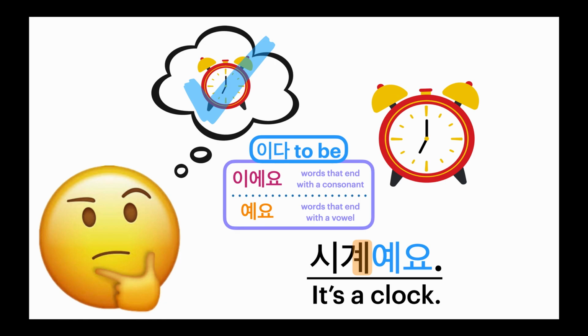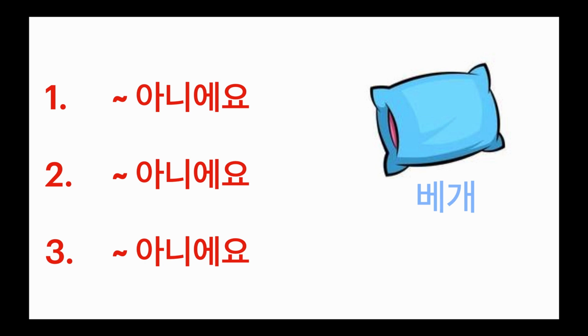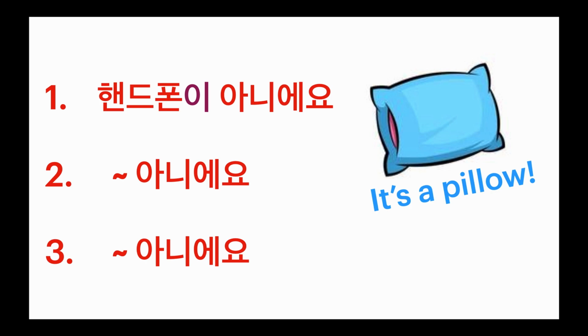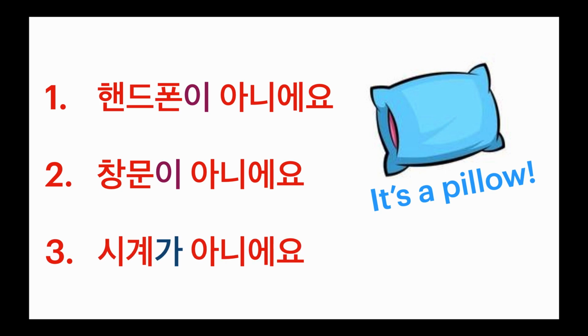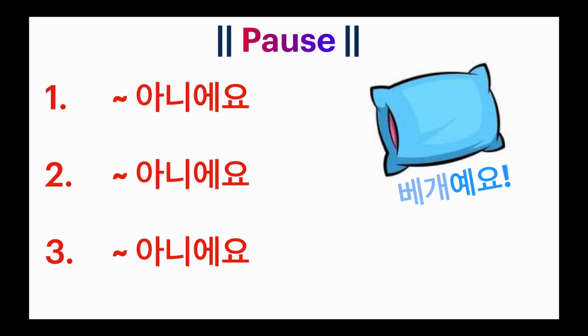Following this pattern now, let's put this 베개 right here and go ahead and say 3 things it's not, followed by what it is. For example, 핸드폰이 아니에요. 창문이 아니에요. 시계가 아니에요. 베개예요. Go ahead and pause and make 3 of your own 아니에요 sentences, followed by 베개예요.